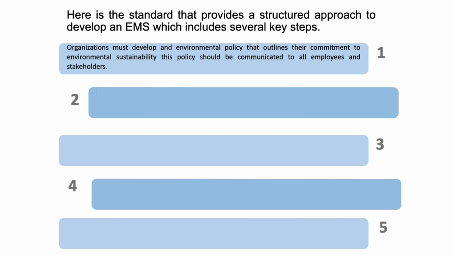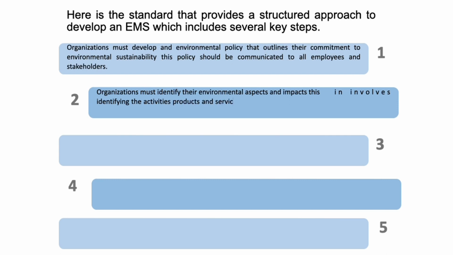Number 2. Organizations must identify their environmental aspects and impacts. This involves identifying the activities, products, and services that have an impact on the environment, as well as the potential environmental consequences of those impacts.